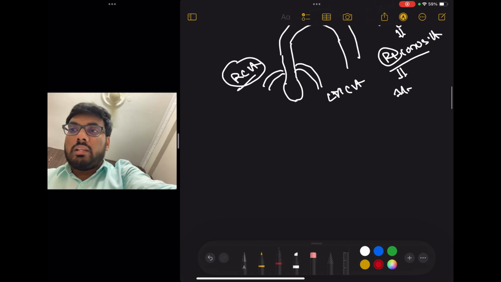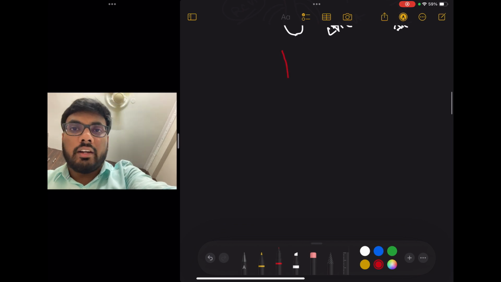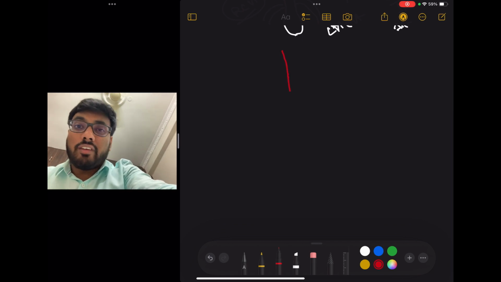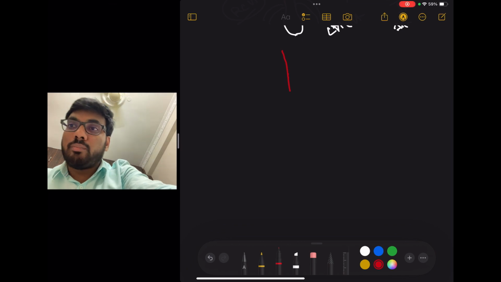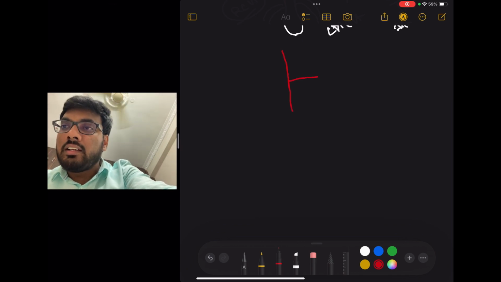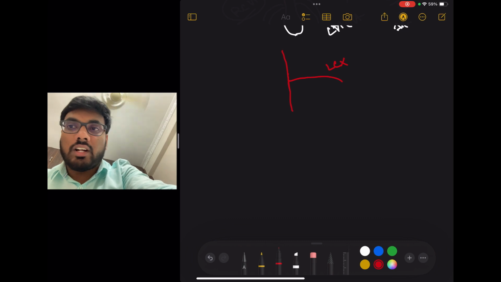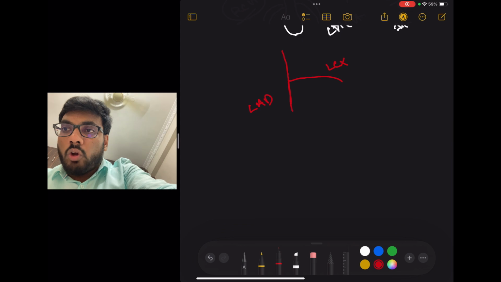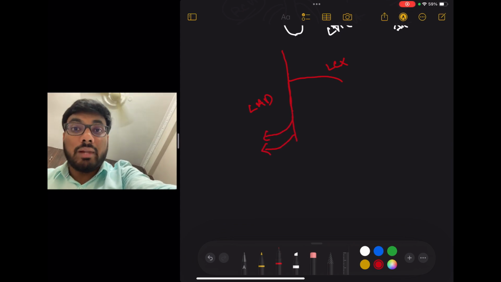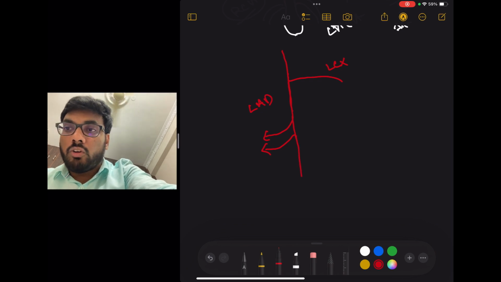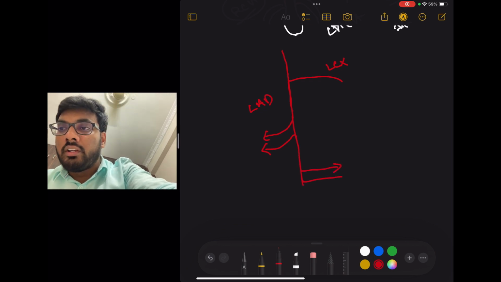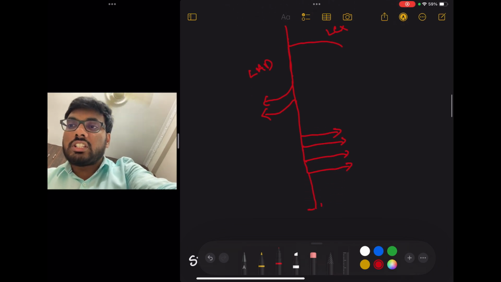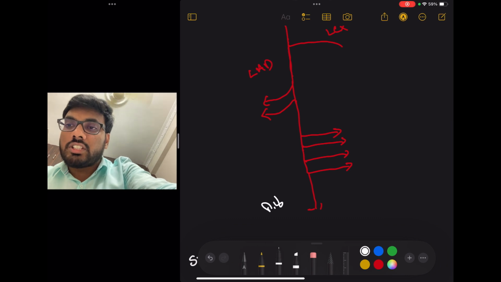Let's discuss the LMCA. This is the LMCA, left main coronary artery, right? The LMCA has bifurcation and trifurcation. Usually bifurcation, that is it bifurcates into LAD and LCX. This is known as the left circumflex artery. This is the LAD, that is the left anterior descending artery. The LAD continues downwards and gives rise to the septal branches. These are the septal branches supplying the interventricular septum. Then it further continues downwards and gives rise to diagonal branches. How many? 4. D1, D2, D3, D4. Then it continues downwards as the distal LAD. Okay, this is the distal LAD.